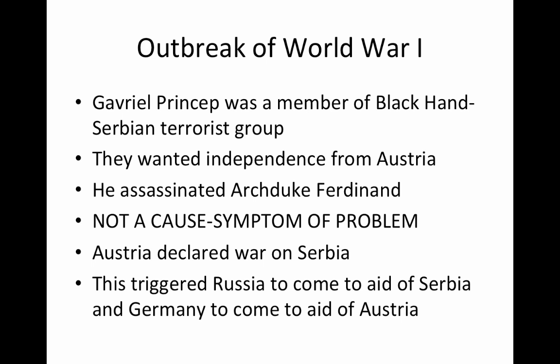In this case, the main causes, militarism, alliances, imperialism, and nationalism, had grown to such an extent that when Gavril Princip did his assassination, the tipping point was crossed, and at that point we fell into World War I. Austria declared war on Serbia. This triggered Russia to come to the aid of Serbia, and Germany to then come to the aid of Austria.